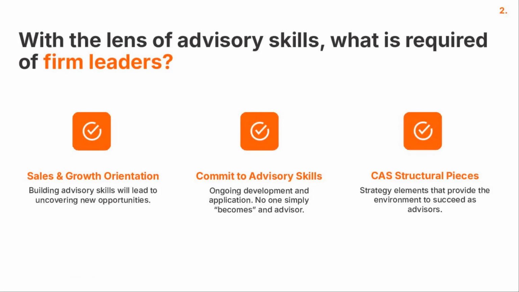All right, let's switch gears here. We have talked about value and defining it. We have talked about some traits and skills. So next I'm going to talk a little bit about firm leadership requirements. With the lens of advisory skills, if you are a firm leader today, what might be required of you to make sure that these skills are identified and integrated into your organization?